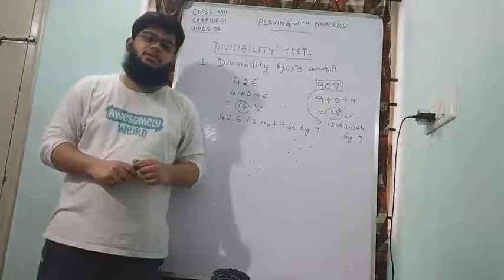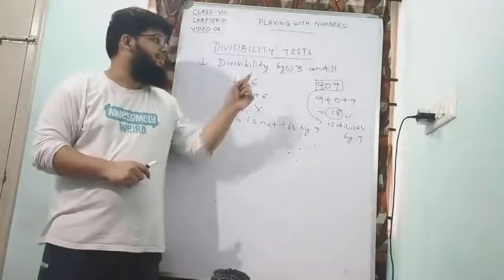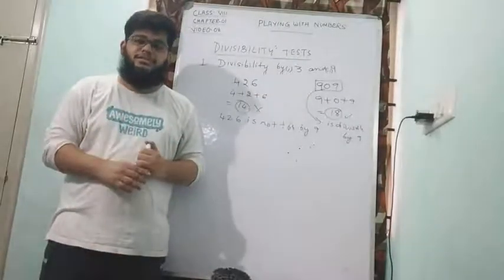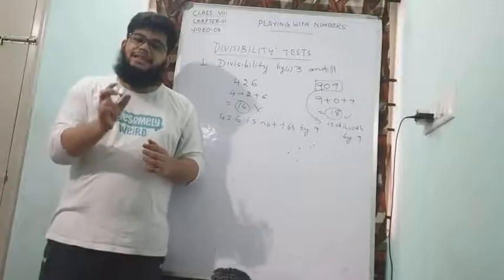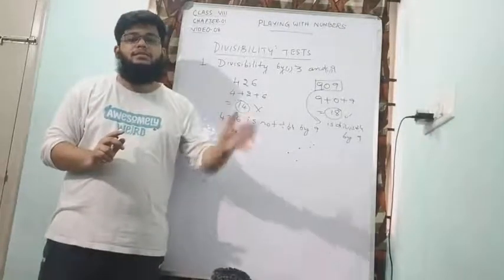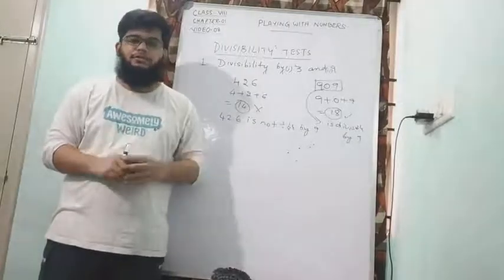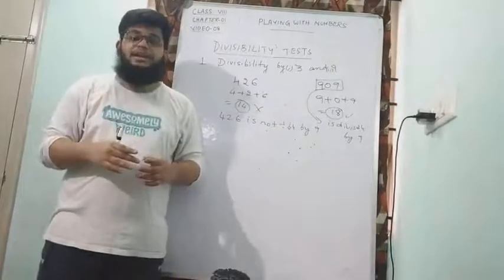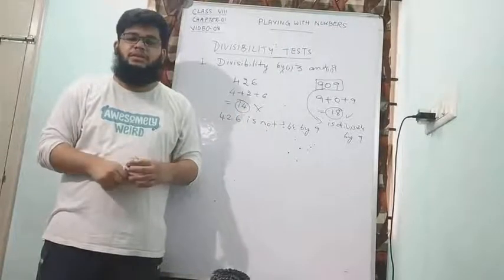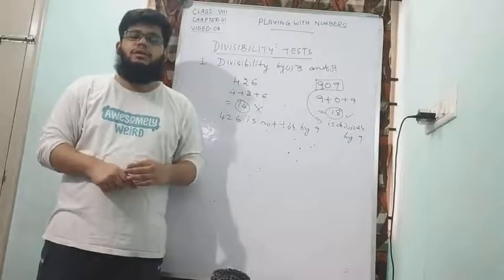Let us quickly recall the rule. What should we do for divisibility by 3 and 9? Add all the given digits in the number and then see if the final answer after addition is available in the table of 3 or table of 9. If it is a multiple of 3, it means it is divisible by 3. If it is not a multiple, it is not divisible by 3, and same rules go for 9 as well.